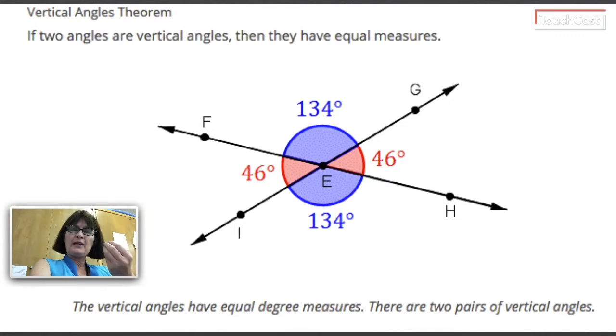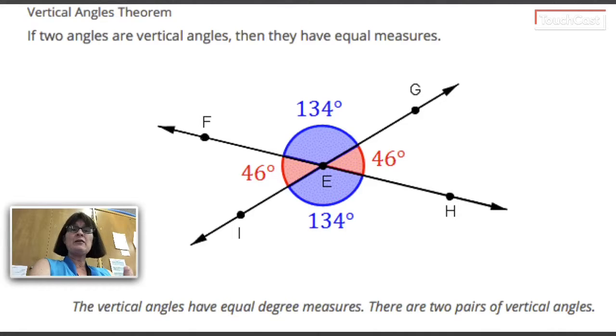So I'm going to bring up this example from geometry to remind us that we know how to use theorems and point out some important language that we're going to be using. So I just got this off the internet. This is an example of a theorem. It's called the vertical angles theorem. And that says if two angles are vertical angles, then they have equal measures.